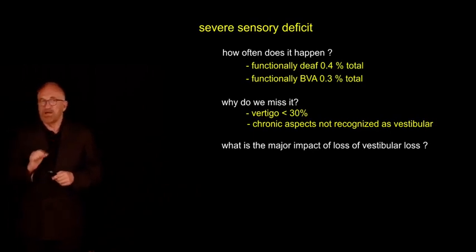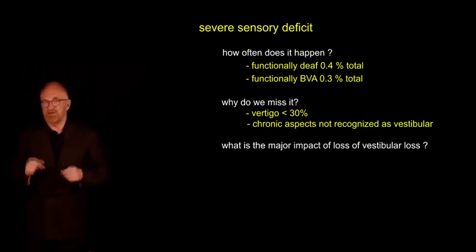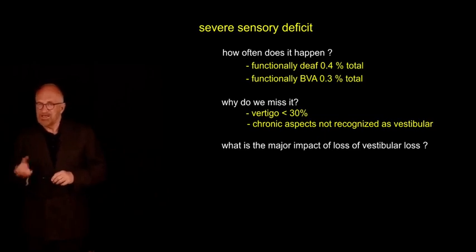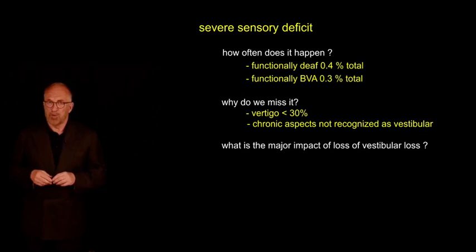Now, how often does this happen, such a severe bilateral loss? Well, here you can see it's almost as common as a functional deaf patient. So about 0.3, 0.4%. And especially when people get older, so over 65, the prevalence is much higher than you would expect. Up to about 70 or 80% of the people have a hearing loss and a vestibular loss when they are over 70, 80 years old.